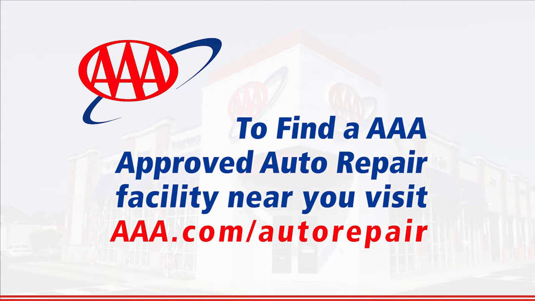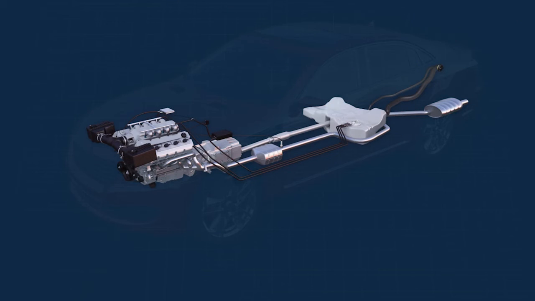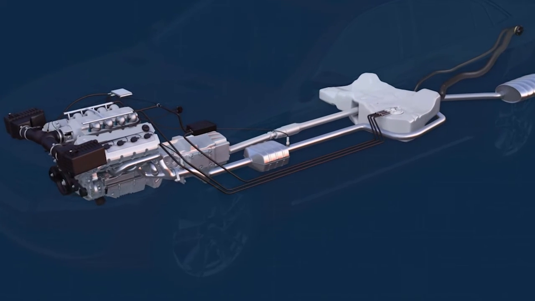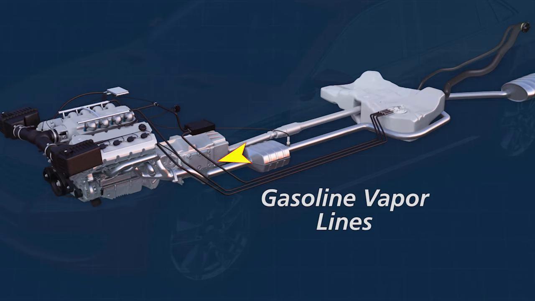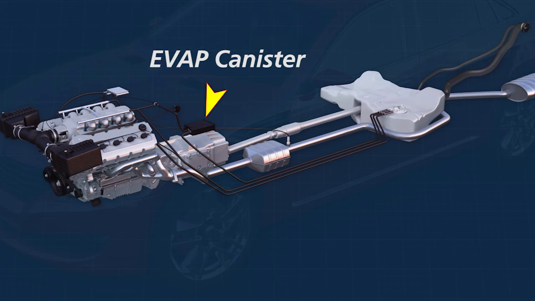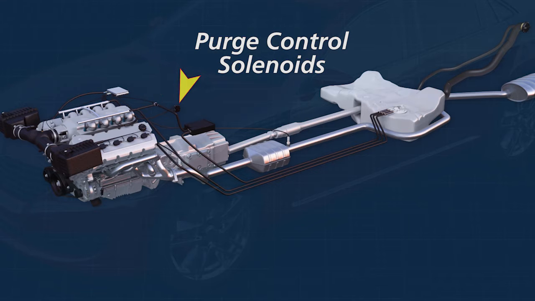The EVAP system captures gasoline vapors from the fuel tank to prevent them from being released into the environment as pollutants. The system is made up of the fuel tank, a sealed gas cap, gasoline vapor lines, an EVAP canister to store gasoline vapors, and various purge control solenoids.